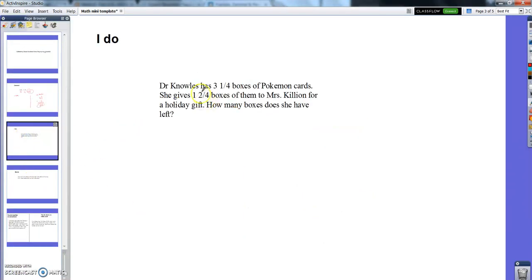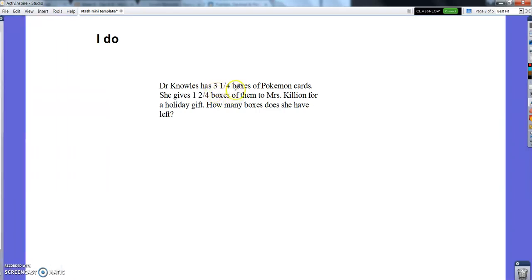So look at this. Dr. Knowles has 3 1/4 boxes of Pokemon cards. She gives 1 2/4 boxes of them to Miss Killian for a holiday gift. How many boxes does she have left? Alright, so it looks like I want to take her original 3 1/4 boxes and take away the 1 2/4 boxes that she gave away. There's my situation. I'm going to skip and start with arithmetic this time.